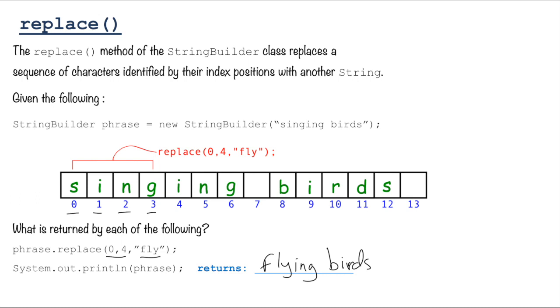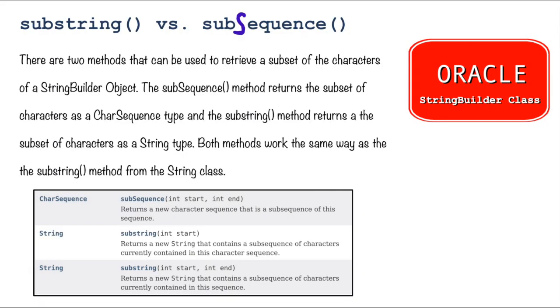So the length of the characters you are replacing does not have to match the length of the string you are replacing it with. And the last of the methods we're looking at are substring versus subSequence. There are two methods in the StringBuilder class that can be used to retrieve a subset of characters, and these are the substring and subSequence methods. They work very much the same way as substring does for the String class. subSequence has a return type of CharSequence, which we discussed earlier in this presentation, and substring returns type String.